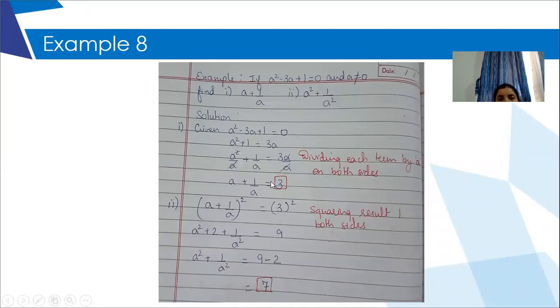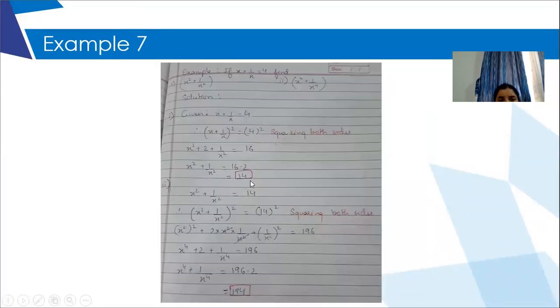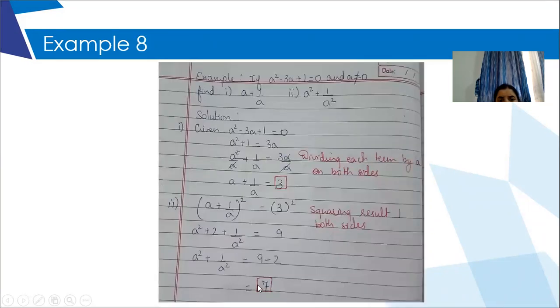All right, so the first part is over. Second part, again you square the first part on both sides, and it is very similar to this. The way we have done this part, it will happen the same way. Just go through the steps. I've squared both the sides and I got the answer of a square plus 1 upon a square, which is 7. Please note it down.